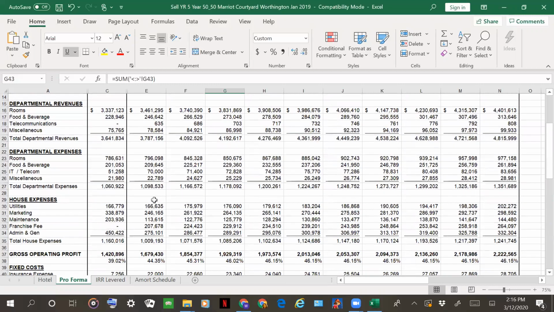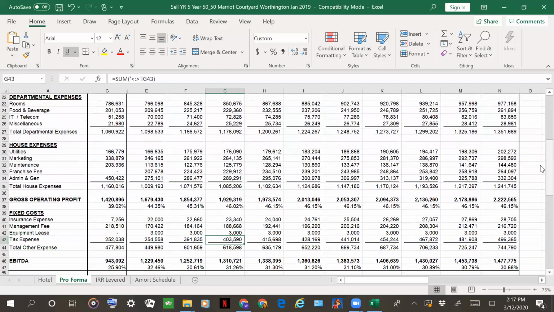All right. Then there's the department expenses. That's the revenue, and then what it costs to run the food and beverage and IT, et cetera. And then you got the house expenses, the utilities for the rooms and the entire building, what we spend in marketing, maintenance fee to maintain the building, franchise fee. In that franchise fee, there's also the royalty fees that you have to pay the brands for utilizing their brands. Okay. And then again, you got the gross operating profit.